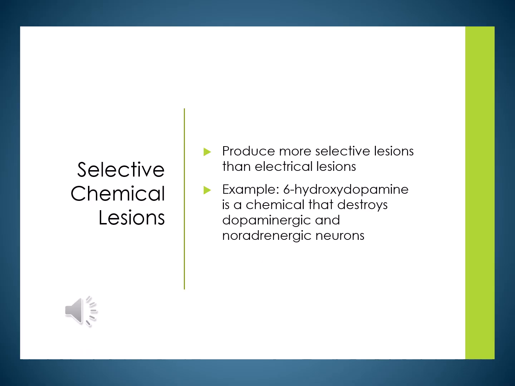Sometimes drugs can be injected into the brain that produce chemical lesions that are more selective than electrical lesions might be. For example, 6-OHDA is a neurotoxin that selectively destroys the dopaminergic and noradrenergic neurons in the vicinity of the injection site.